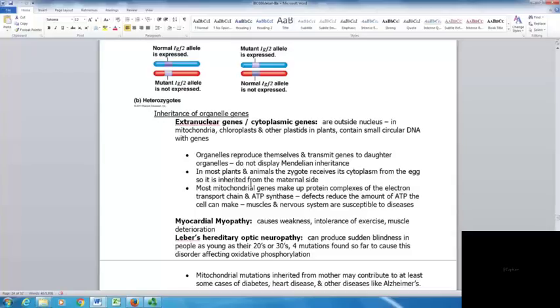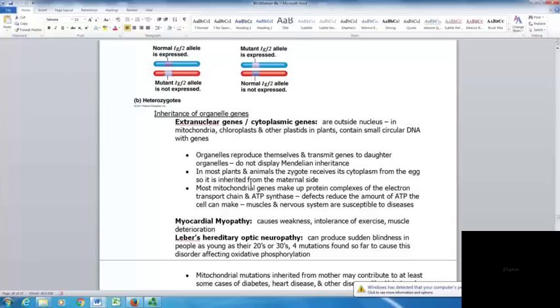In most plants and animals, the zygote is going to receive its cytoplasm from the egg, so these are going to be inherited from the maternal side. Most mitochondrial genes make up the protein complexes of the electron transport chain and ATP synthase. So defects in these reduce the amount of ATP a cell can make, which is pretty important. One of the things is your energy levels and how much energy you have to fuel so many other processes in your cells. The muscles and nervous system are susceptible to diseases as a result.